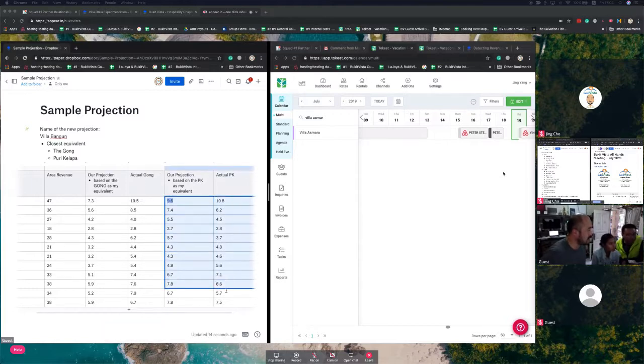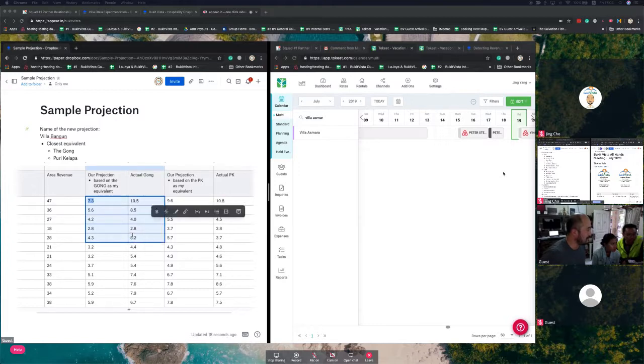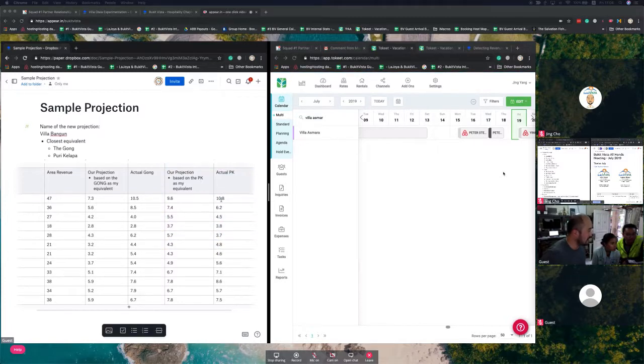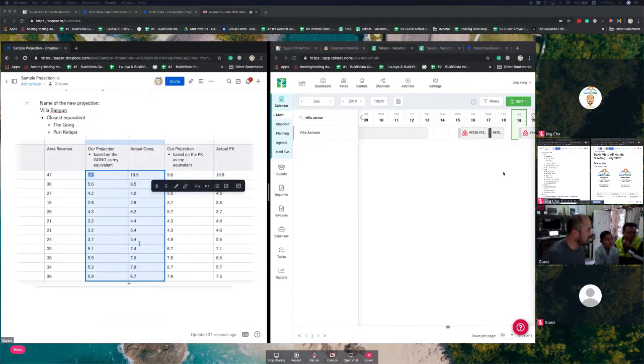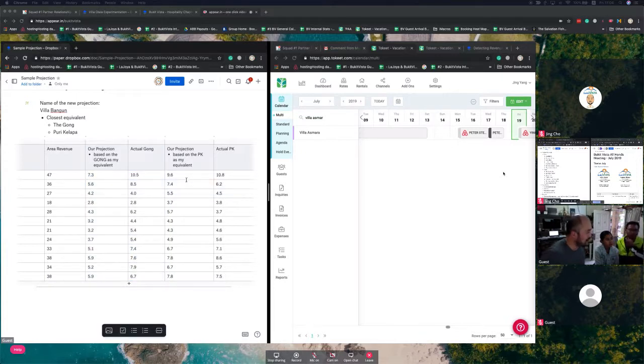The difference between the projection on the Gong and the actual Gong was about 3, right? The projection on Putikalapa and the actual Putikalapa was 1. Here it's 1. It's less than 1: 0.1, 2, 0.5, 0.3, 0.7. Very small differences. The differences here are far, far bigger, right? 2, 2, 2, 2, 2, 3. So this is probably your winner here.